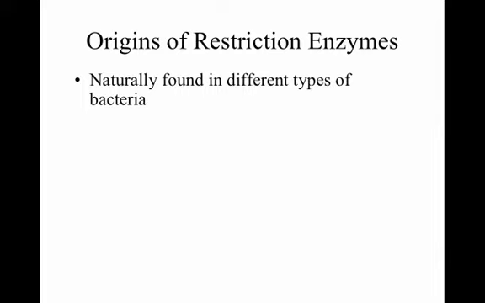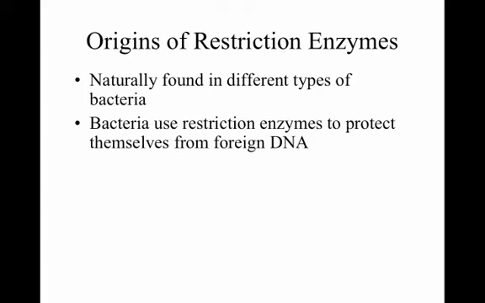So restriction enzymes are actually naturally occurring in bacteria. Different types of bacteria have different restriction enzymes, and their names actually come from which bacteria they were discovered in. Bacteria use restriction enzymes as a way to protect themselves from foreign invading DNA.